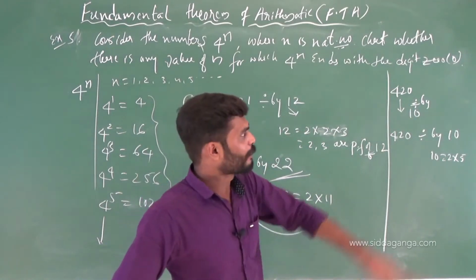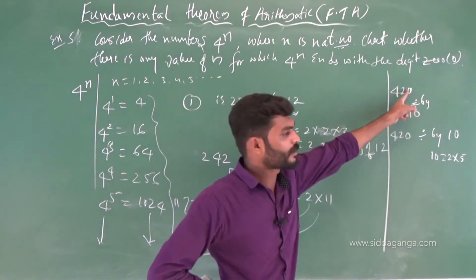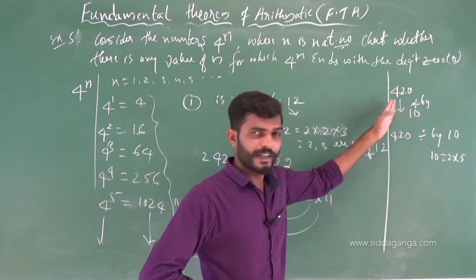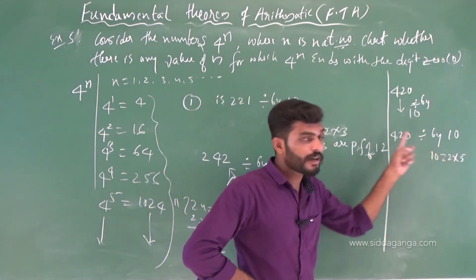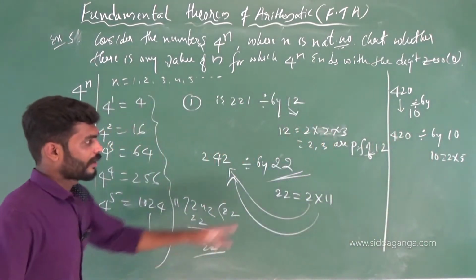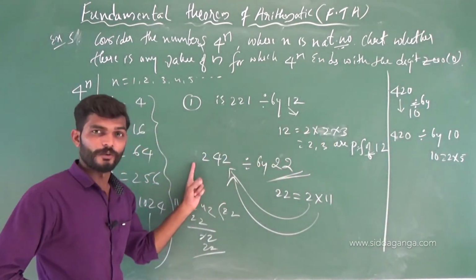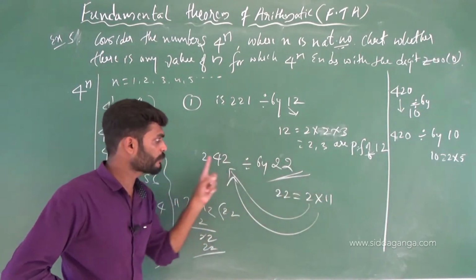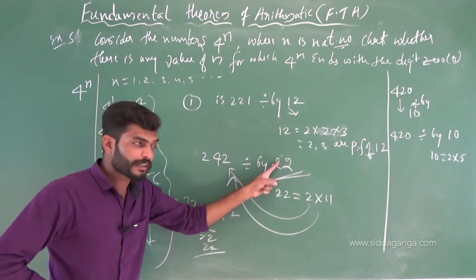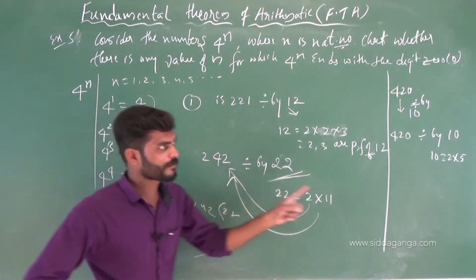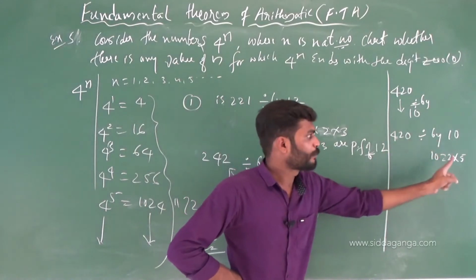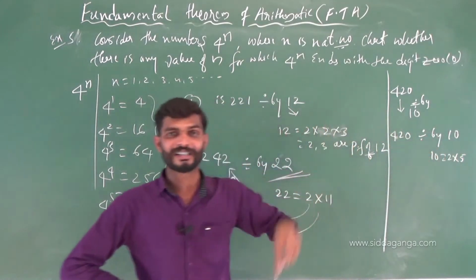I consider a number which ends with 0. We all know that 10 divides that number. Nothing but what? 2 and 5 should divide that number. I know that 22 divides 242. Nothing but what? 2 and 11 should divide 242. That is, the prime factors of 22, that is 2 and 11, should divide 242. 10 divides 420. The prime factors of 10 should divide 420.